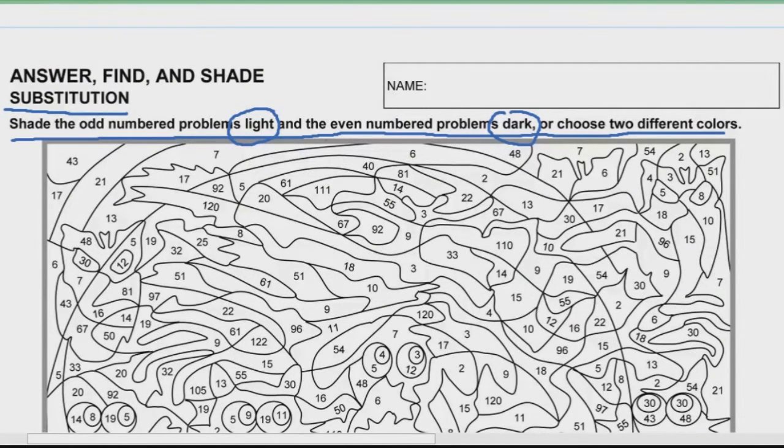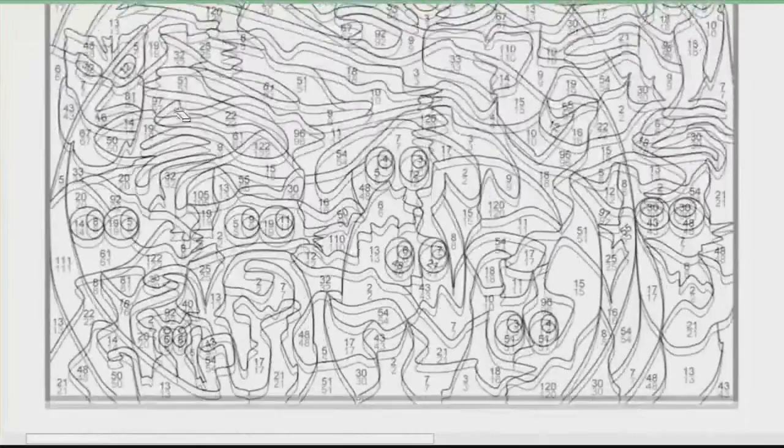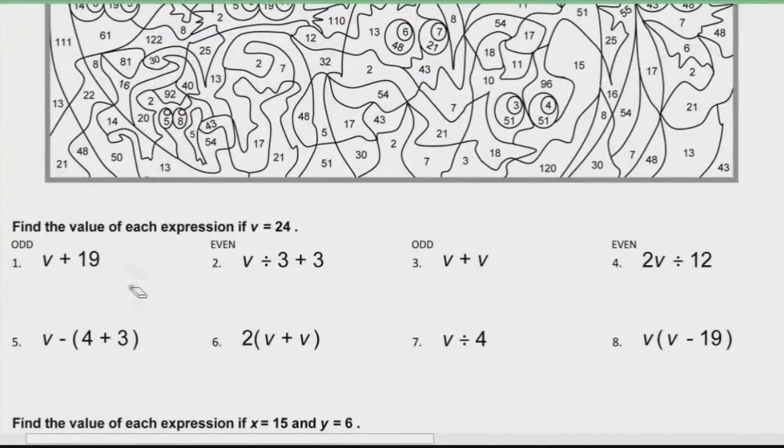So we solve the problems, we find them in the picture, and we shade them in. That's why it's called an answer, find, and shade. Okay, let's take a look at the problems. All right, problems 1 through 8. The directions say find the value of each expression if v equals 24.